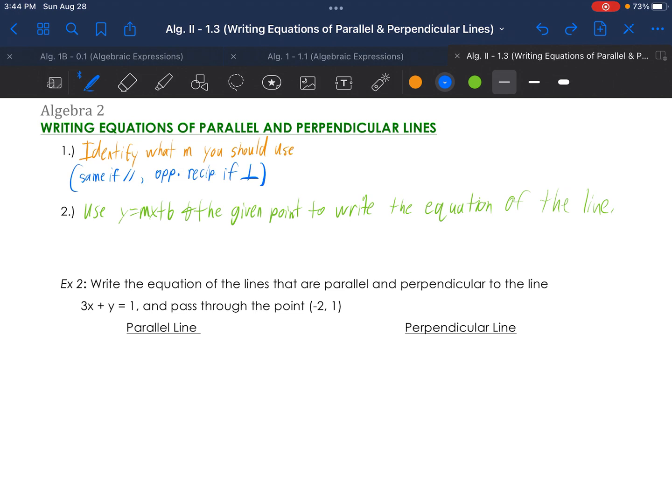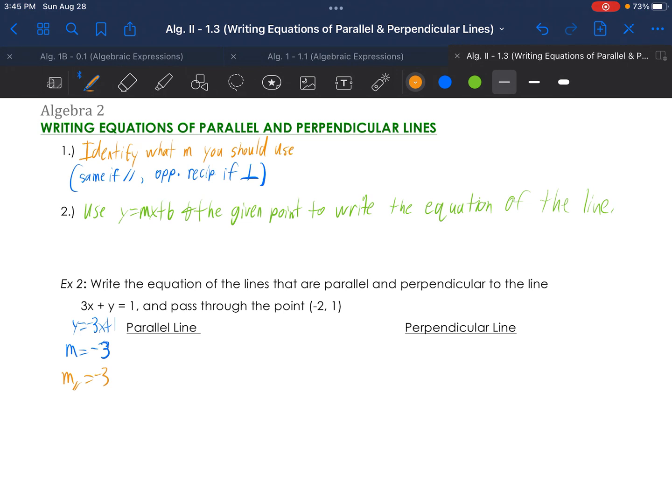So we know they need to be the same, but we also have to figure out, well, what is the slope of this line? It would be easiest for us to tell what the slope is if we get y by itself, which we can do by subtracting 3x from both sides. So we get y equals -3x plus 1. Now we can more easily tell that the slope of this line is -3. So the slope of the parallel line is also -3.